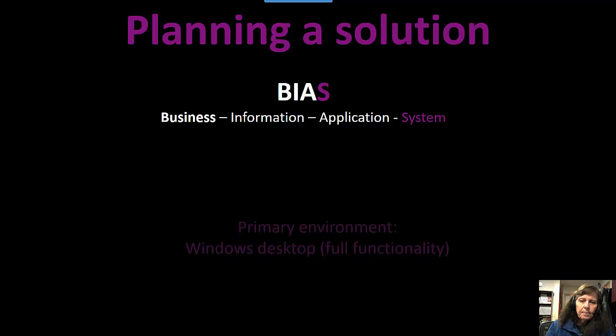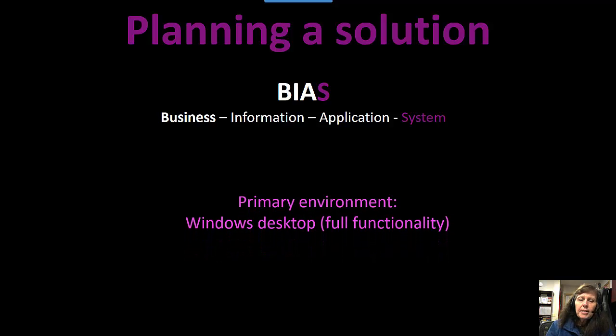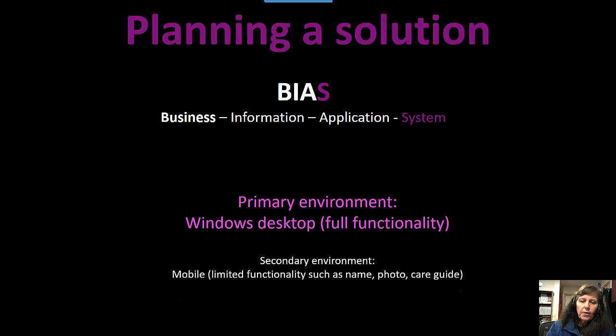And then when we look at system, our primary environment is going to be a Windows desktop. That's where we're going to provide the full functionality for our tool. That is where I build most of my apps for. I'm not building for a mobile environment most of the time for my day job or for my own personal use. But we will have a secondary environment for mobile. Maybe there we'll have some limited functionality, maybe just the name and the photo and the basic care information, so that a pet provider could readily see the information they need when they're taking care of the pets.